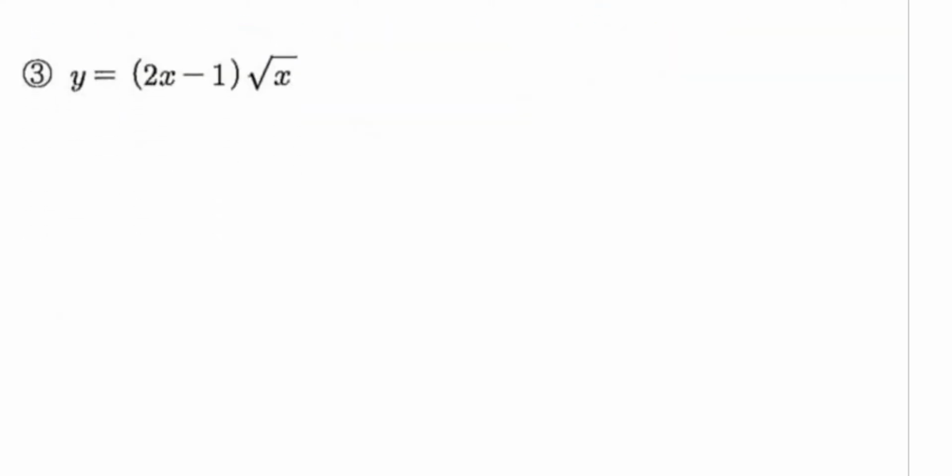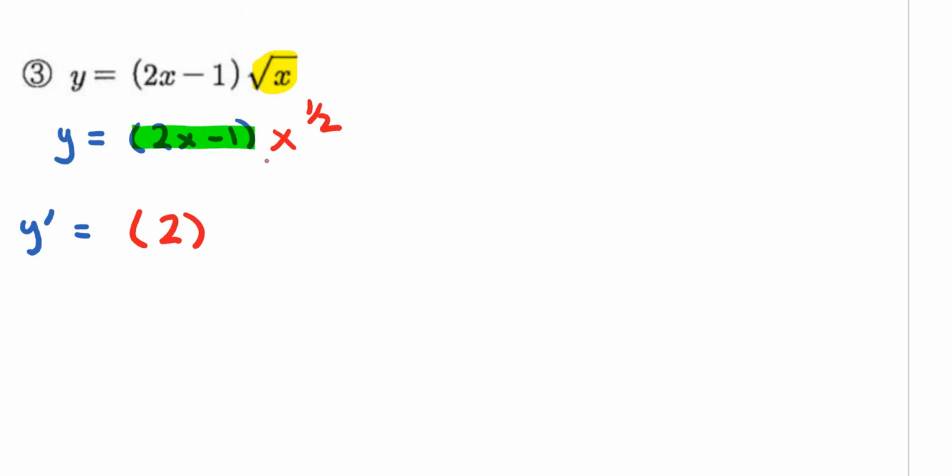All right, for question number 3, before we take the derivative of this question, let's rewrite the radical into a power. So this part right here, the second term, let's rewrite that as x to the power of 1/2. Okay, let's go ahead and find the derivative now, so y prime. Using the product rule, I take the derivative of the first term, and that's going to be 2 times the second term, which is x to the power of 1/2, plus the first term, which is going to be 2x minus 1.